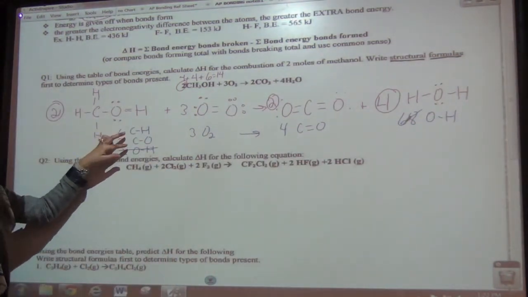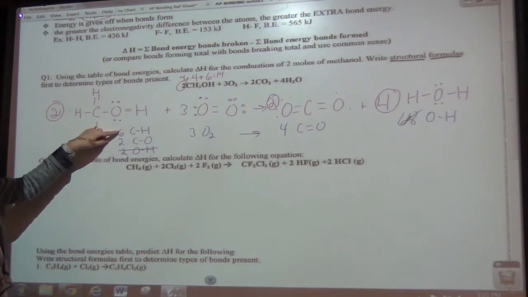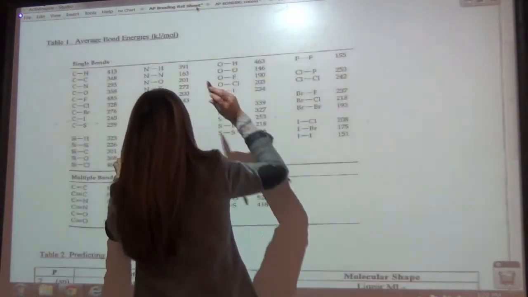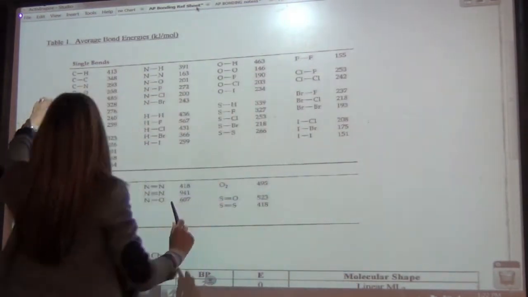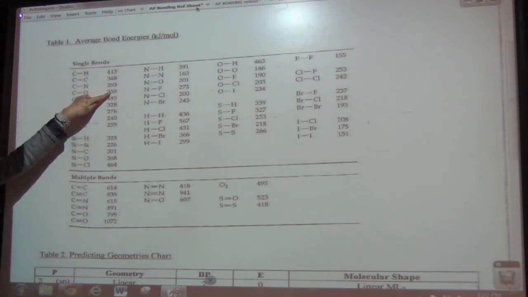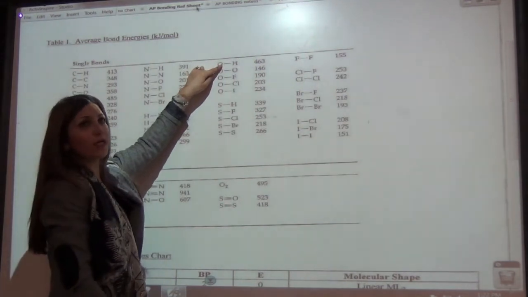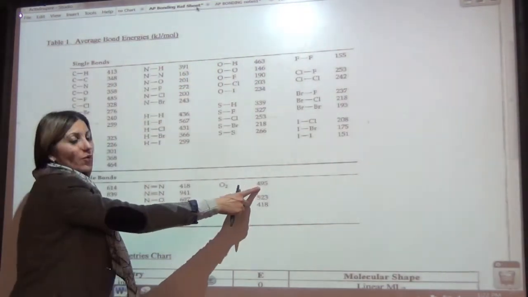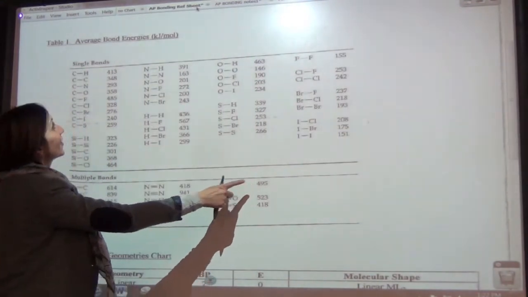So now what we're going to do is use the chart. We're going to find the CH and the CO, and let's see what our values are for CH and CO. So CH is right here at the top of the chart, and what's the value? 413. And what's CO? 358. I also know that we're going to need the OH, which is 463. O2 is right here, 495. It's right down there.